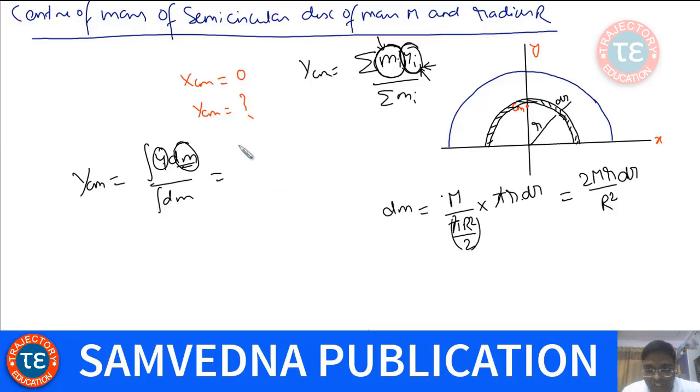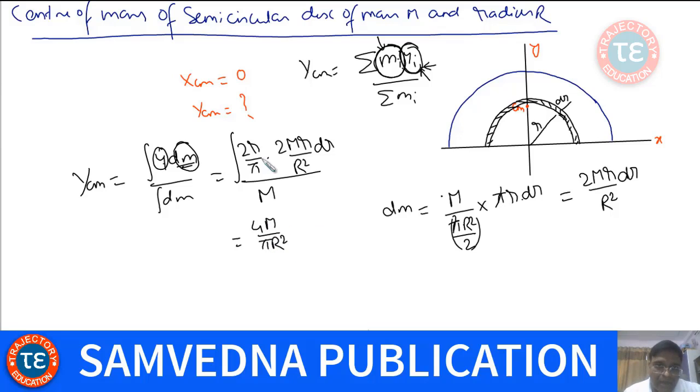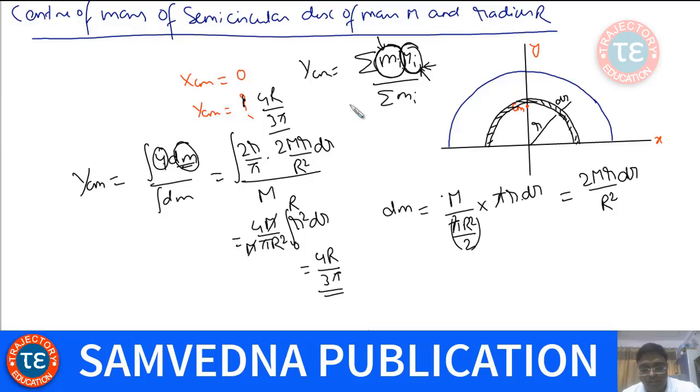So what is the position of the center of mass of this ring? 2r upon pi, and this dm is this, and the integral of dm is capital M. So this will give you 4m upon pi R squared, the integral of r squared dr, and m will cancel out, from 0 to capital R. So that comes to be 4r by 3 pi. That's your ycm. So ycm is 4r by 3 pi. You're getting my point.